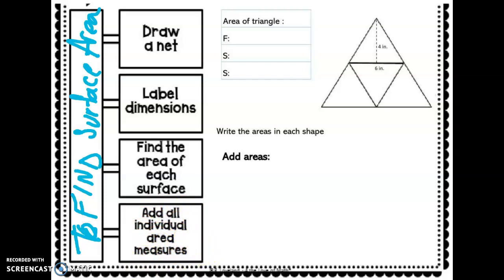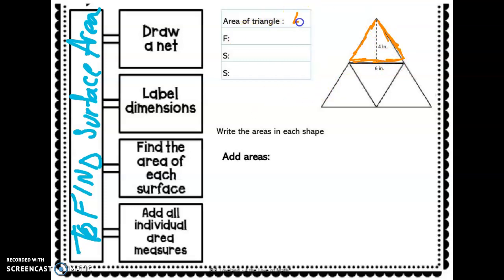So let's do that. In this triangular pyramid, we're going to find the area of a triangle. Now, this is a special pyramid where all four faces here have the same measurements. So we really only have to find one of them. So that's a lucky bit there.